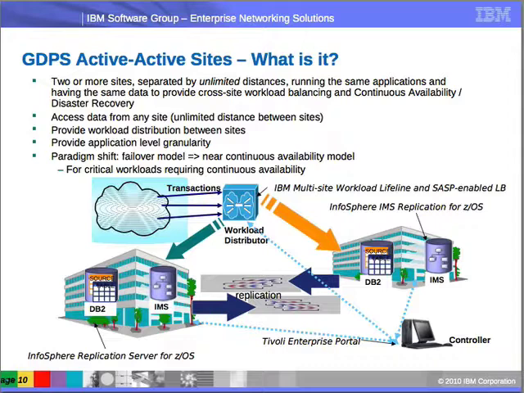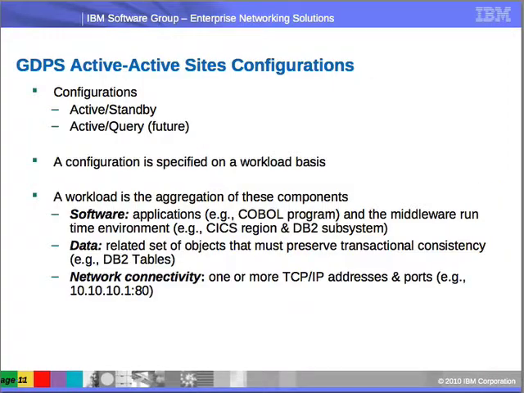This is where the Multi-site Workload Lifeline resides, and its responsibility is routing workloads between these sites. So if we go to the next slide, on page 11, there are two different configurations right now. The one that we GA'd in 2011 is called ActiveStandby. We'll show an example of that. And we gave a statement of direction for ActiveQuery, and we'll show that as well.